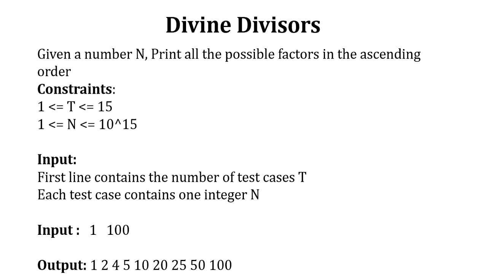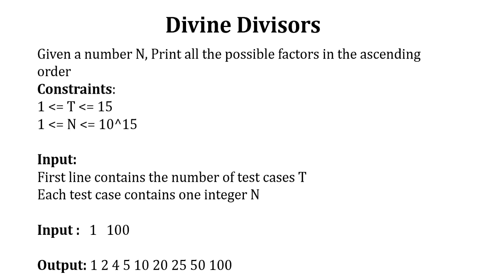In this video, we are going to see a previous year CodeVita question. This question is all about divine divisor. We'll read the question in detail. Given a number n, print all possible factors in ascending order. The question is just one line: we accept an n value from the user and print the factors of that number in ascending order. The question is so simple.